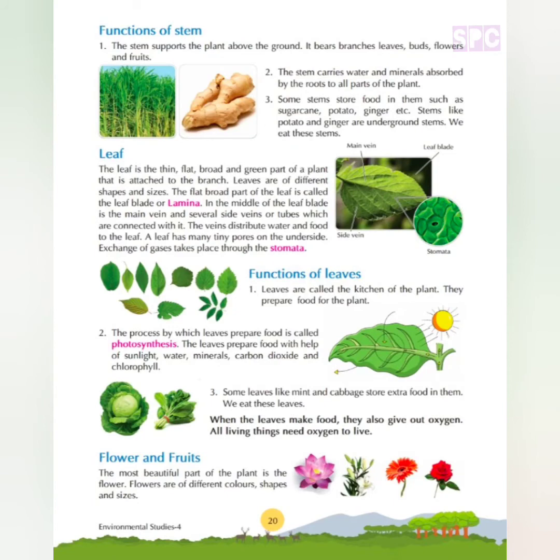First function, leaves are called the kitchen of the plant. They prepare food for the plant. Second function, the process by which leaves prepare food is called photosynthesis. The leaves prepare food with the help of sunlight, water, minerals, carbon dioxide, and chlorophyll.